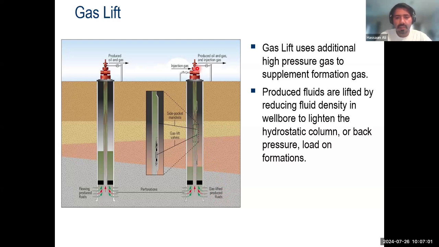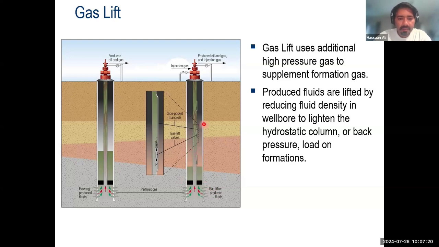So essentially, the principle of the production is based on reducing the fluid density in the wellbore to lighten the hydrostatic column, as well as reducing the back pressure on the formation. As you start reducing the back pressure, the formation will start flowing naturally.